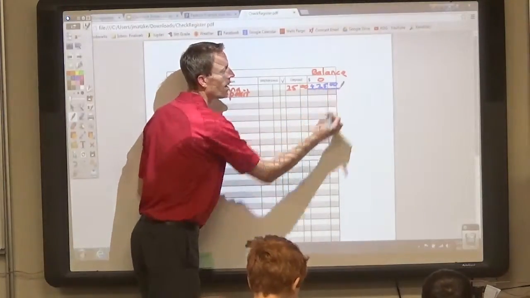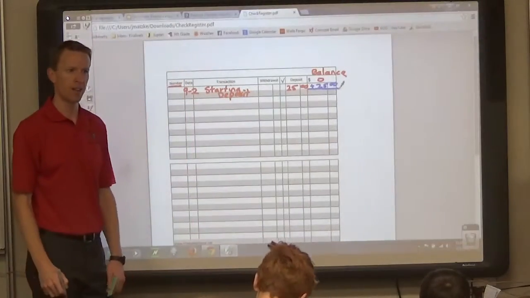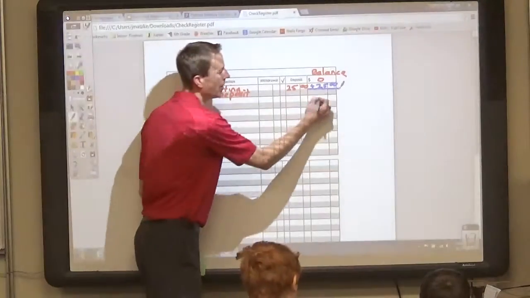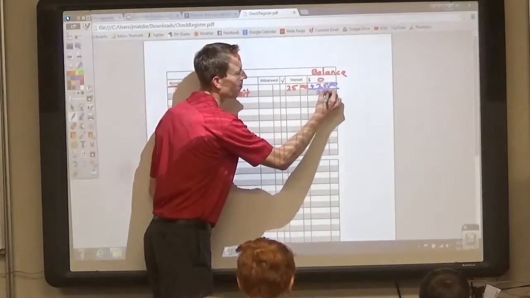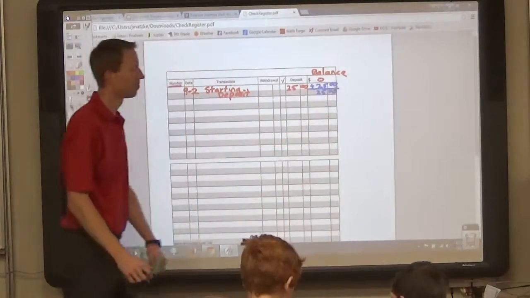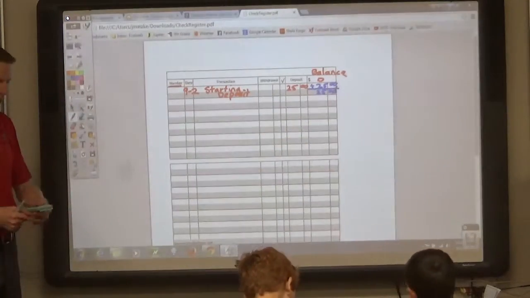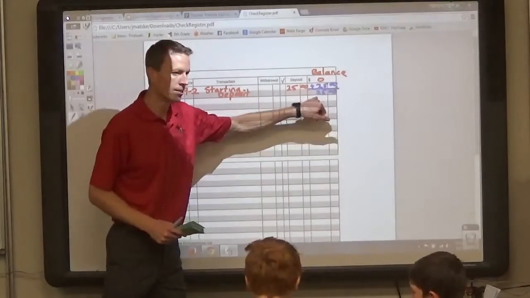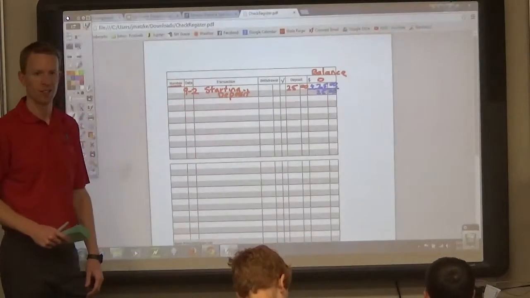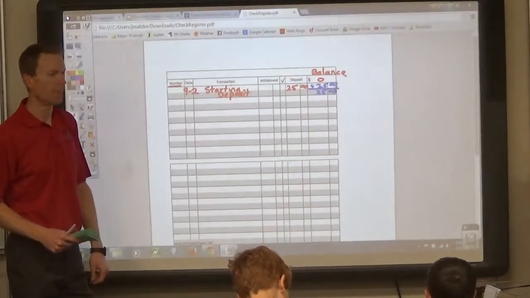So then you do the math. You use these lines to do the math. 0 plus 25 is 25. And so in the balance portion of this line, that's where you write $25.